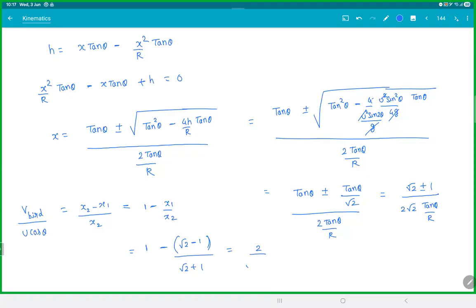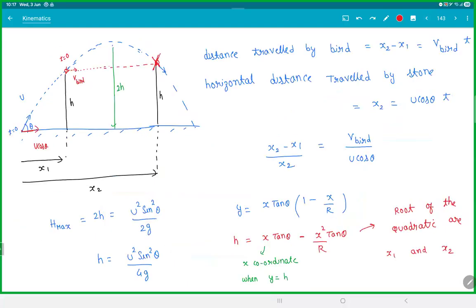That will be 2 by root 2 plus 1. Yeah, I got this in a lengthy way. If someone got something much faster, let me know. But the main idea is this. The ratio of these velocities is simply the difference in the x coordinates by x2. And the equation of trajectory will give you x1, x2 from the quadratic equation. And from there, you're done.